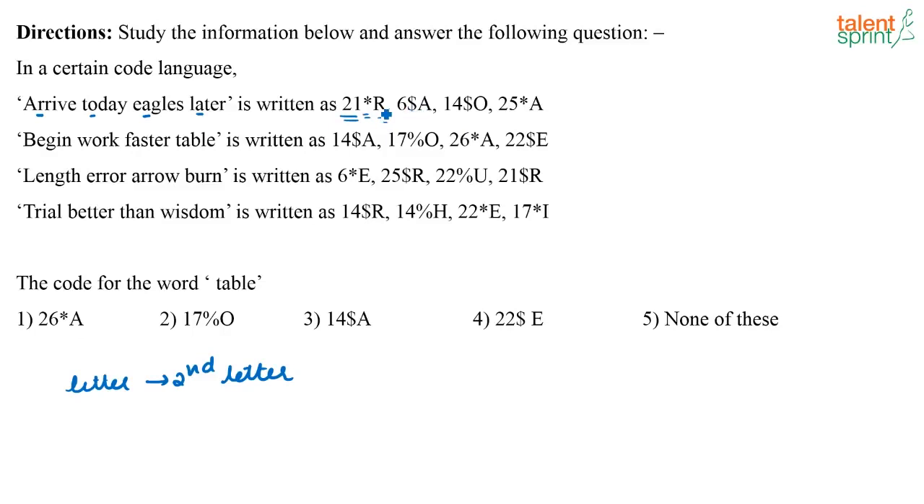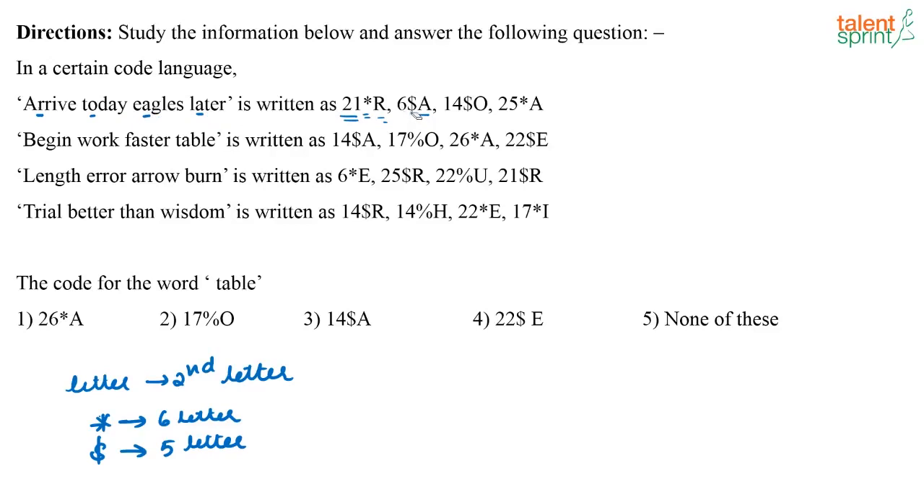Now what is the symbol coding that they have followed? According to the number of letters in a given word, they have used a particular symbol. See, if you see arrive, how many letters are there in this word? 1, 2, 3, 4, 5, 6. So whenever you have a 6-letter word, star is used. Similarly, the symbol dollar is used for a 5-letter word. So if you see for today, dollar is used. Again, you have later, that is also 5.